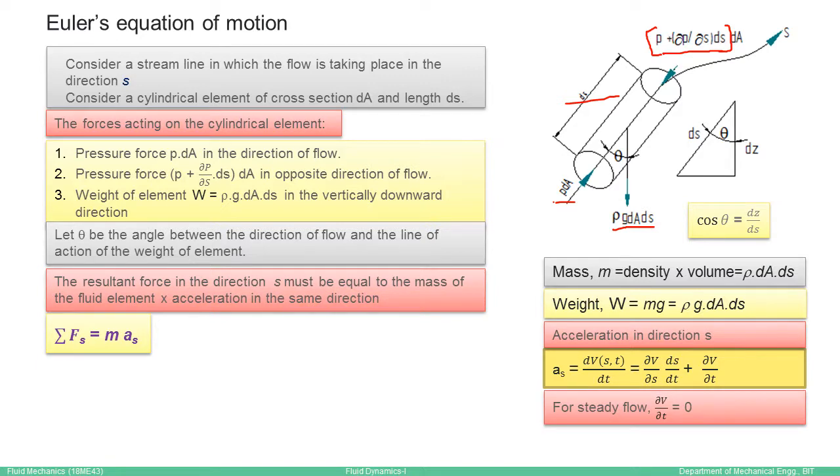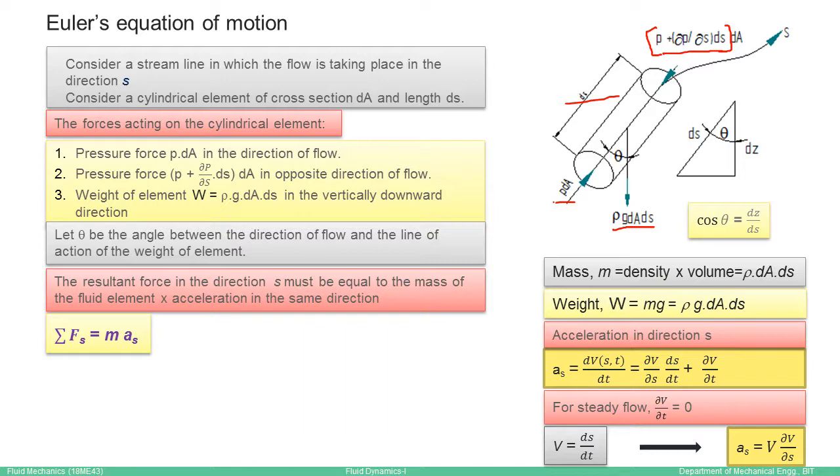So we know that mass is density times volume. So in terms of density and cross-sectional area and also the length, m is equal to rho dA ds. Similarly, weight is mg. So rho dA ds multiplied by g will get you the weight.